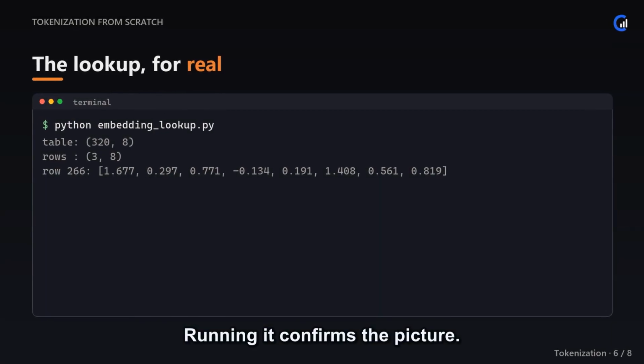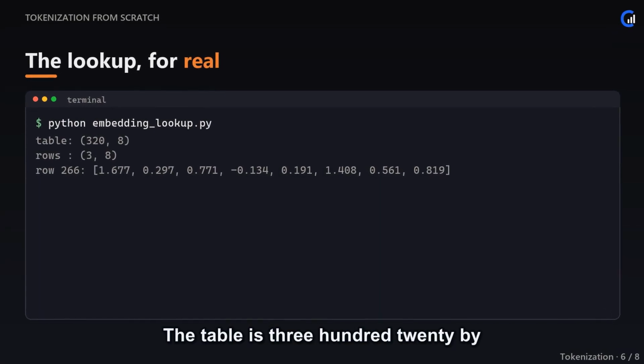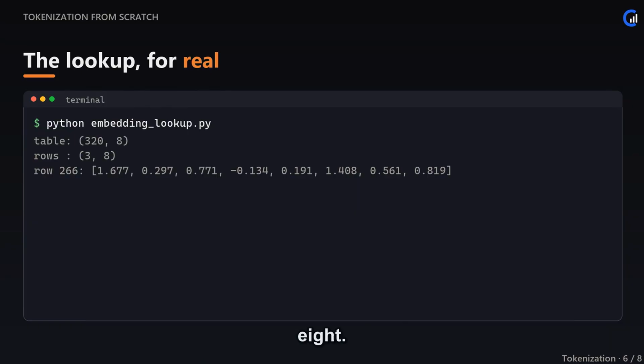Running it confirms the picture. The table is 320 by 8. We asked for 3 IDs, so we got 3 rows back, each 8 numbers wide. ID 266 just picked out its row. That vector is what the model actually learns and reasons over. The token ID is an index, the meaning lives in the row.